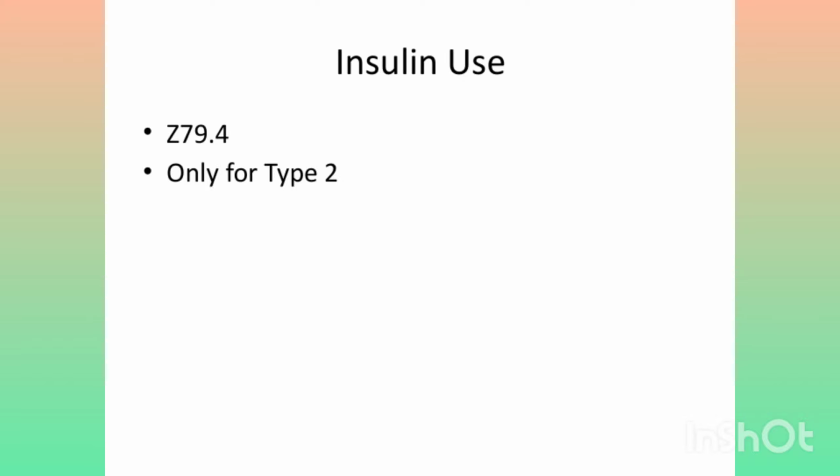So, when documenting insulin use in type 2, make sure to note this code, Z794, to reflect the ongoing insulin therapy accurately. This clarity is crucial because it informs the overall management plan and supports appropriate reimbursement. Remember, precise coding like this not only helps with billing, but also ensures the patient's treatment is well documented for ongoing care.